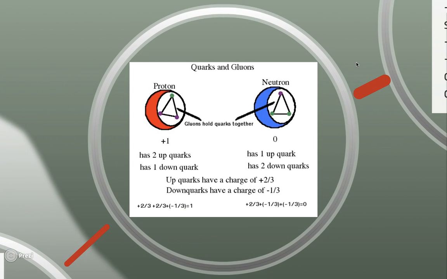Okay, on to quarks and gluons. Okay, we're almost done. I think we've talked about what makes up protons and neutrons already, so this shouldn't be totally foreign to you. This is an example of a proton. Protons are made up of up quarks and down quarks. There are 2 up quarks in a proton, and there's 1 down quark.